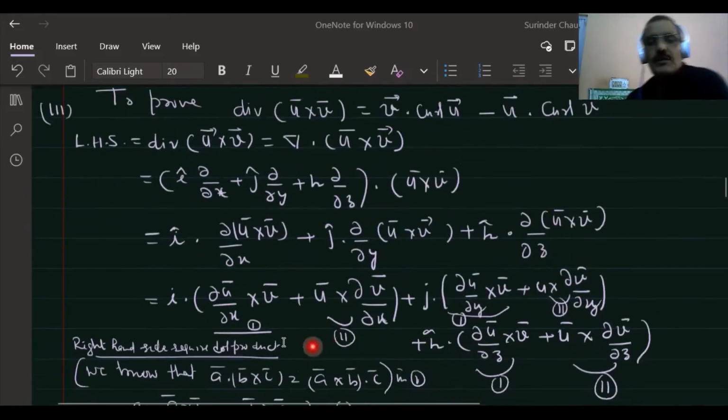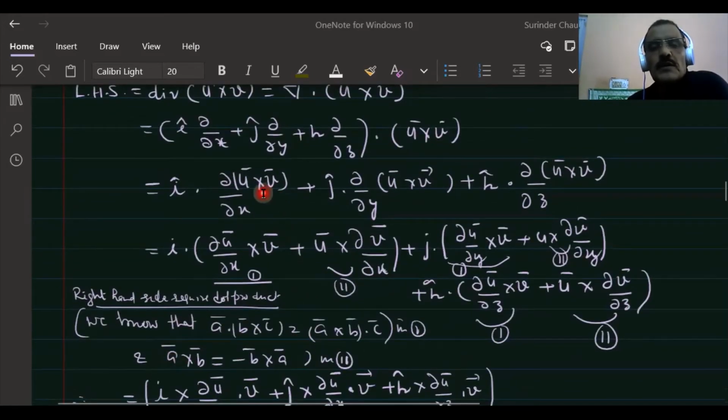Now differentiate them, and put the same multiplication sign, whether cross or dot, whatever, and simplify. Now this is equal to iota is common. This is equal to iota dot positive this. Positive this will be the derivative of u vector cross v vector plus u vector cross derivative of v vector. Similarly the other two terms: j dot the partial derivative with respect to y of u cross v vector plus u vector cross the derivative of v vector.